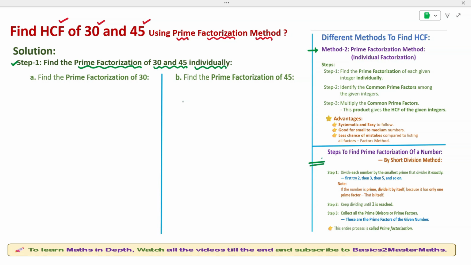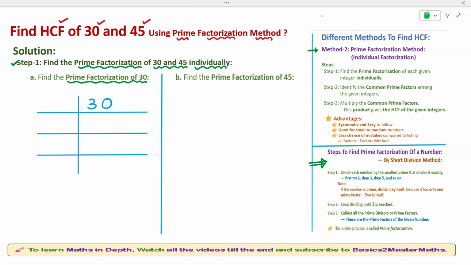The below are the steps to find prime factorization of any number. First, let us find the prime factorization of 30. Start dividing 30 by the smallest prime 2. Since 2 divides 30 exactly, we get 15.